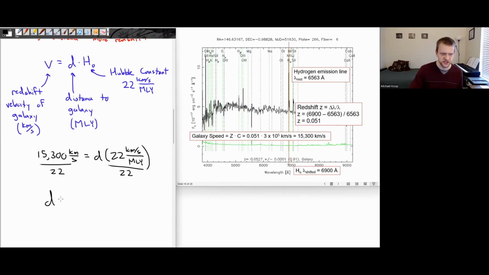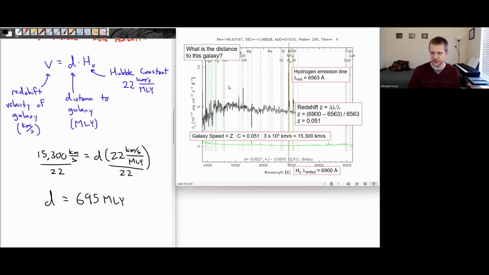So for the distance, when I do 15,300 divided by 22, I get around 695. And the units for this are in millions of light years. So again, we're able to use this to measure very, very large cosmic distances. So if we want to know the distance of this galaxy, we've got Hubble's law. We're going to rearrange that, and we get around 695 million light years away for this galaxy.